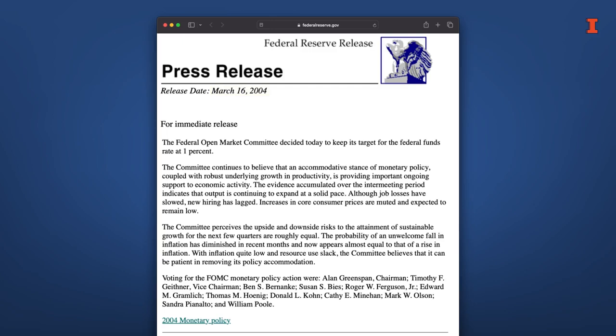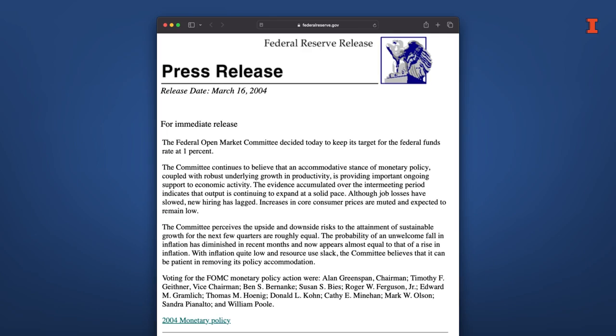It consists of one sentence about the interest rate, one paragraph summarizing current economic conditions, and one paragraph of potential risks. The statement also indicates which FOMC members voted for an action and which members, if any, dissented from it. Finally, notice the absence of any indication about future monetary policy actions.